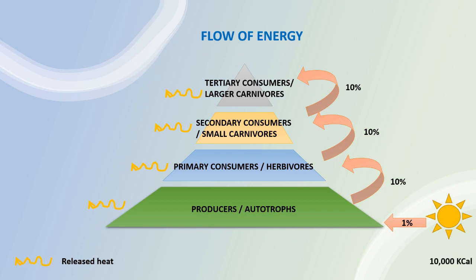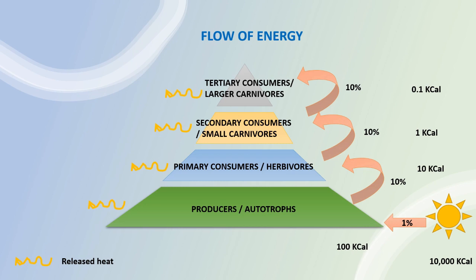If the sun provides 10,000 kilocalories of energy to the producers, then they will capture 1% of 10,000, that is 100 kilocalories. Then 10% of these 100 kilocalories will be taken up by the primary consumers, that is 10 kilocalories. And then 10% of these 10 kilocalories will be taken up by the secondary consumers, that is 1 kilocalorie. And similarly, 10% of 1 kilocalorie will be taken up by the tertiary consumers, that is the larger carnivores, and hence they will gain only 0.1 kilocalorie.